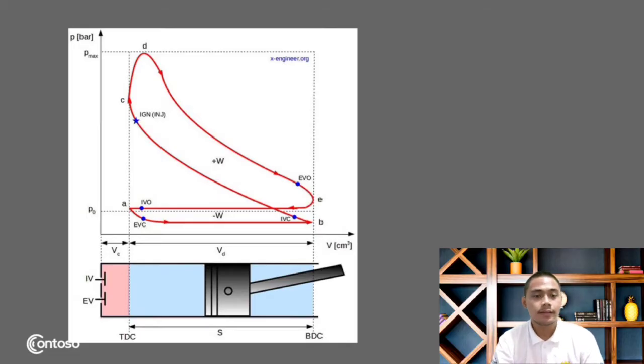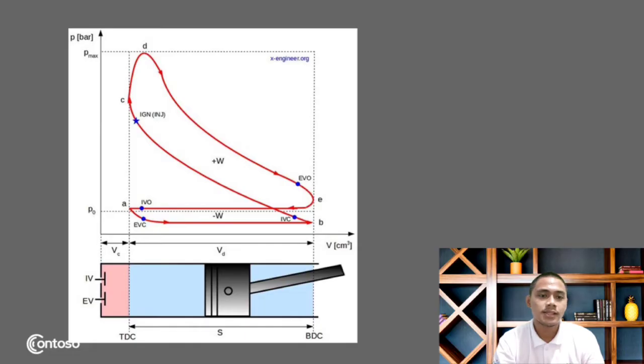To start explaining, we will start with point A. The piston will now start to move down and the exhaust valve closes. So this is the intake stroke from point A to point B. After the piston reaches bottom dead center, it will now start to move up to point C or to the top dead center. And as it goes up, the intake valve closes, and before it reaches the top dead center, the fuel is injected, thus ignition.